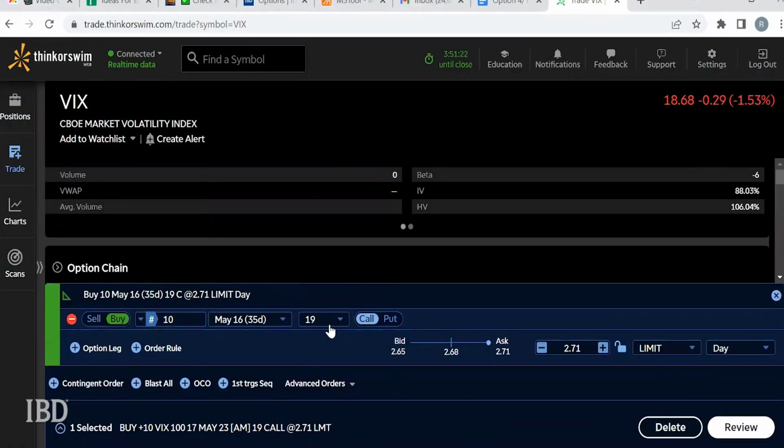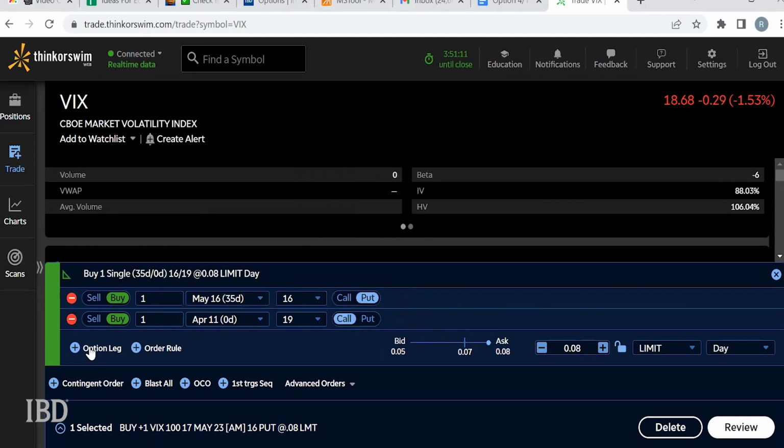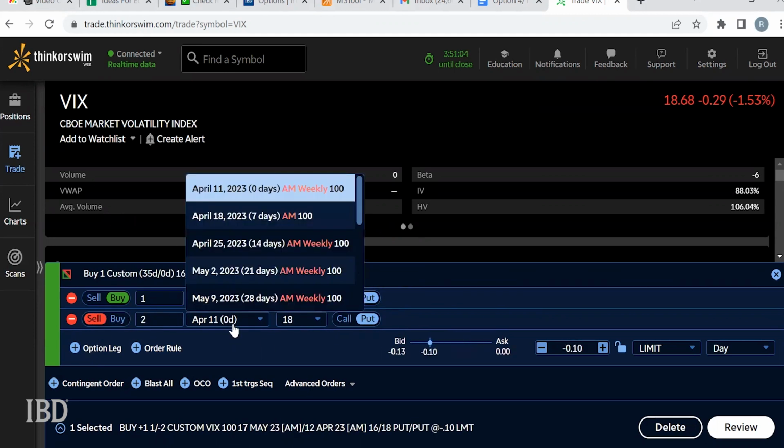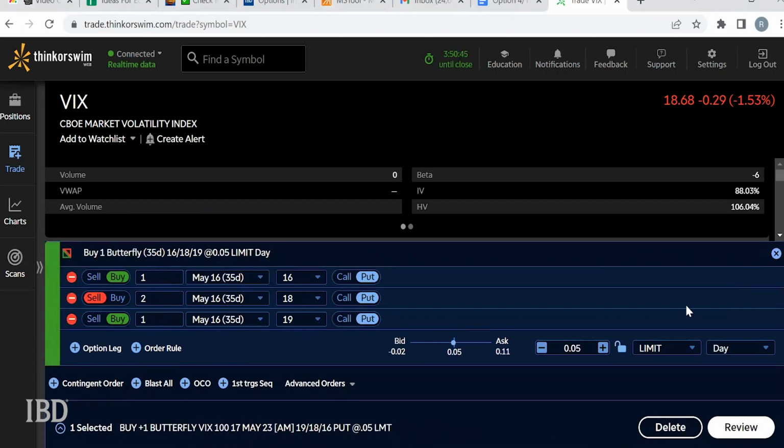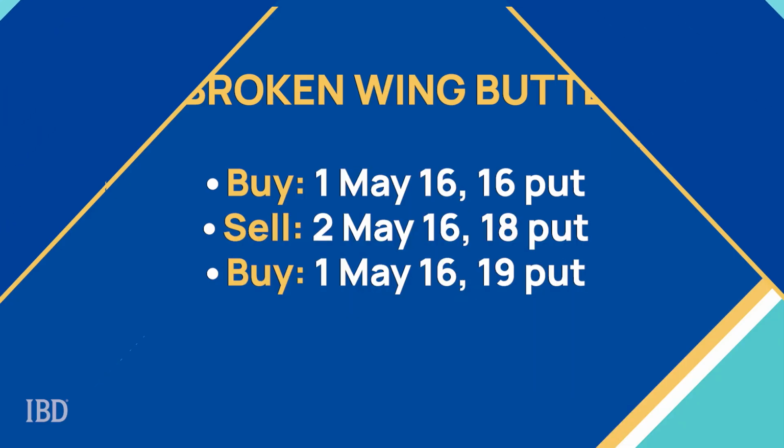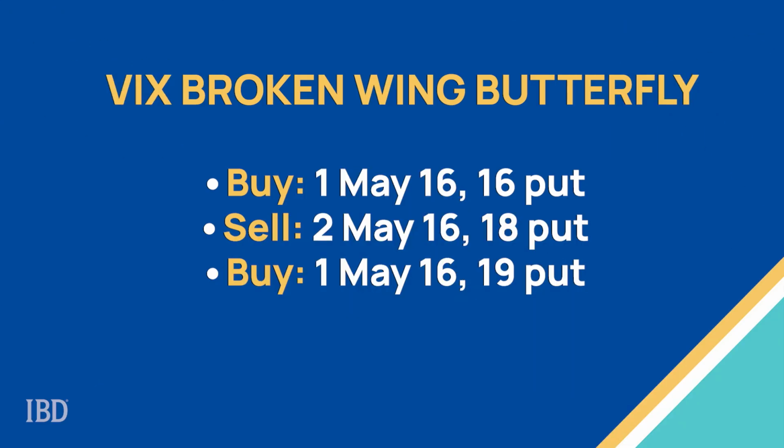Using the May 16th expiration, we're looking to buy one put with a 16 strike, sell two puts with an 18 strike, and buy one put with a 19 strike. Notice that the upper strike put is 1 point away from the middle put, and the lower put is 2 points away. This broken wing butterfly trade can be placed for a small debit of around $5.